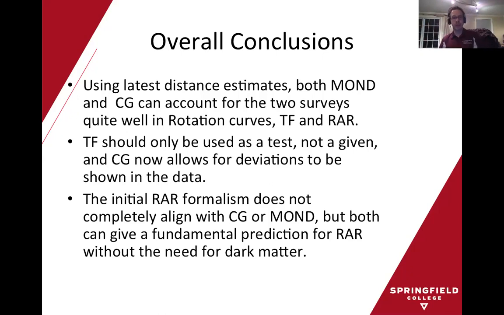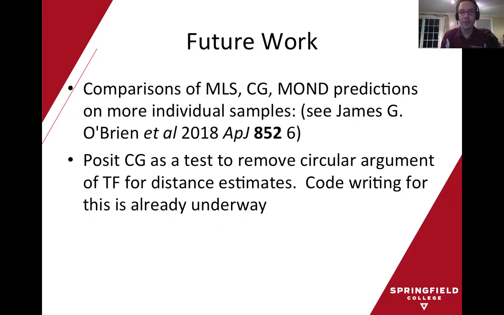Lastly, the initial Radial Acceleration Rule formalism does not completely align with CG or MOND, but both can give a fundamental prediction for the Radial Acceleration Rule without the need for dark matter. I already talked about future work. One will be trying to remove this circular argument for Tully-Fisher, and code writing for that is already underway, and that will be one of the things that I'm pursuing this summer.